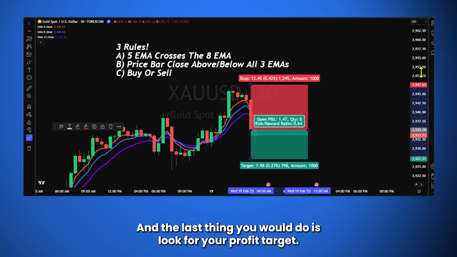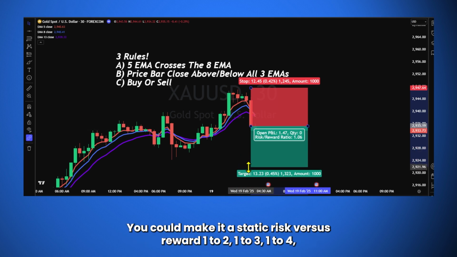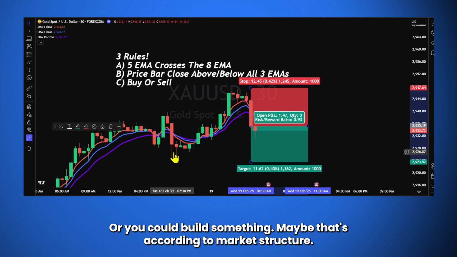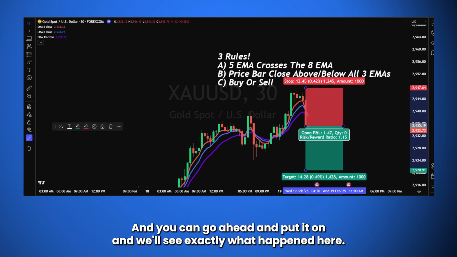And the last thing you would do is look for your profit target. What do you want to do with that? Well, risk versus reward ratios, you could make it a static risk versus reward, 1 to 2, 1 to 3, 1 to 4, whatever you want. Or you could build something according to market structure. You could say, well, I want to shoot for this order block down here as being my profit target. And you can go ahead and put it on, and let's see exactly what happened here.